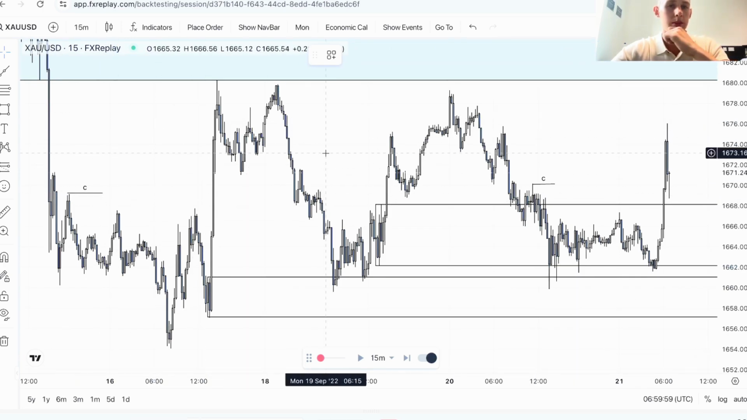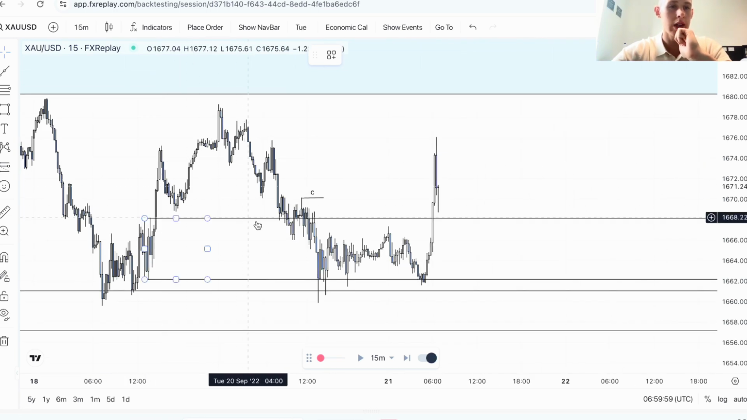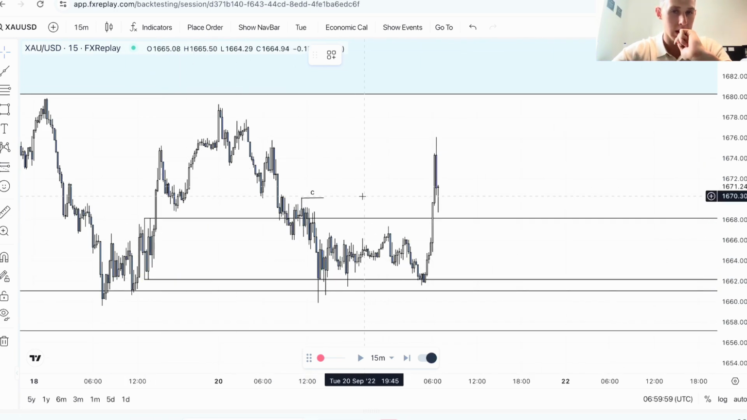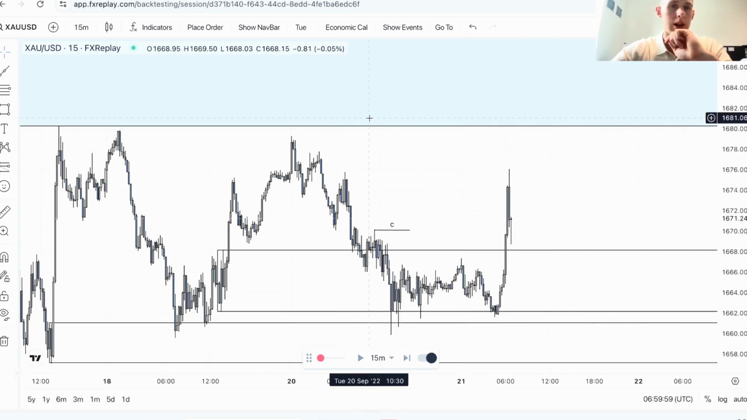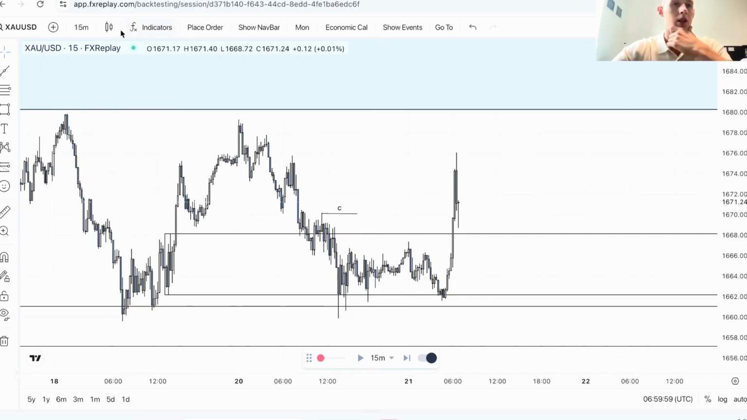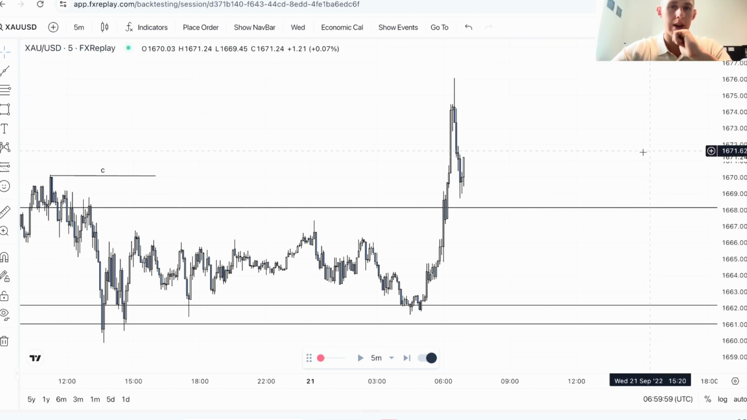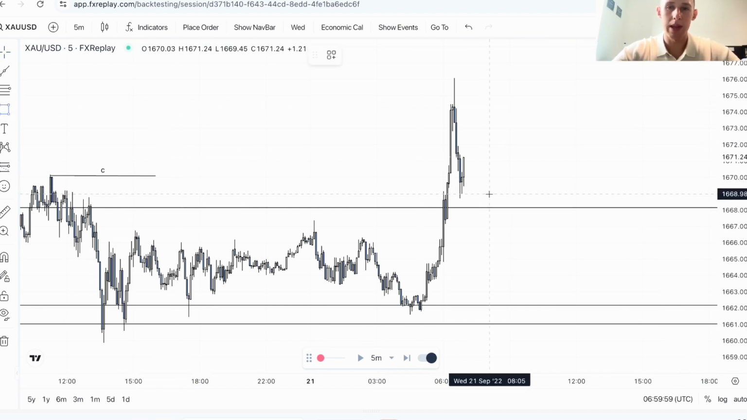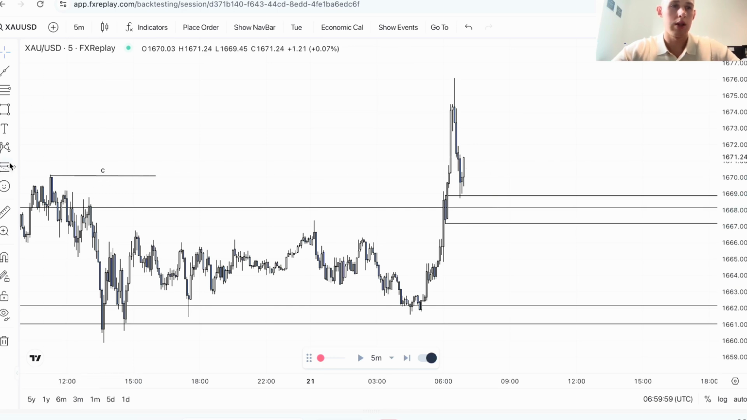Initial breaker structure, pull back into demand. We're then looking at this sort of internal trend. We had a sweep of the demand. Price broke this structure to the left. We're still looking to target all of these highs. And I kind of just missed that, but this would have been the entry zone. Let's see if price pulls back into it.